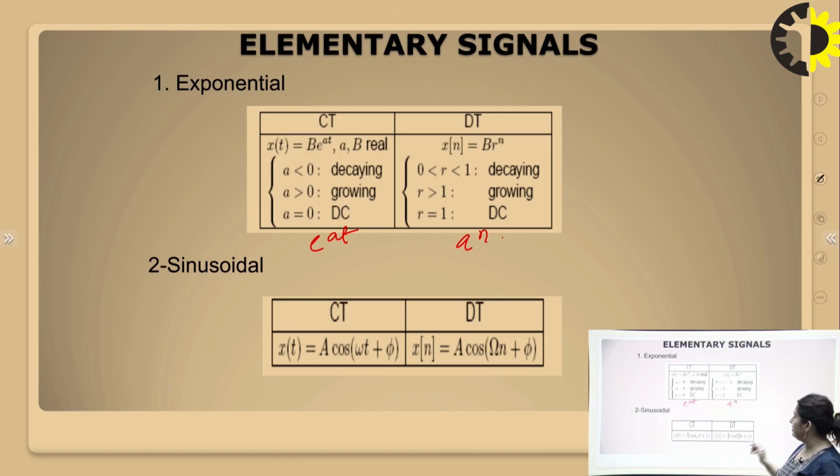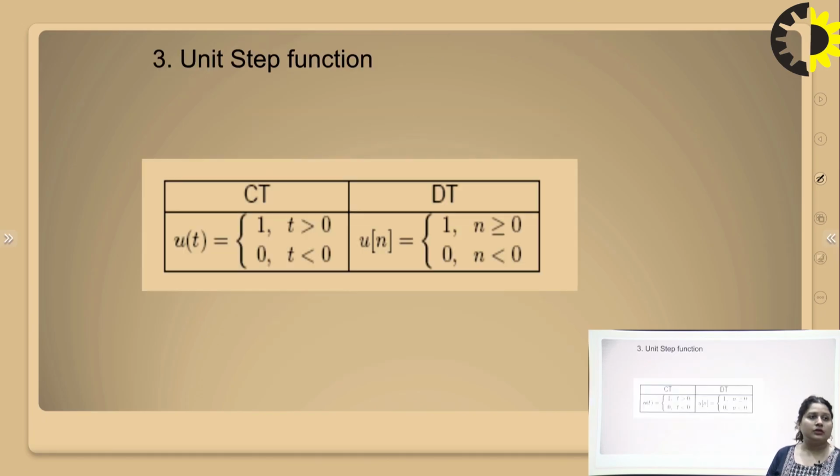Sinusoidal signal can be defined as A cos(omega naught t plus phi) or A cos(omega naught n plus phi), similarly for discrete time signals. Unit step, now we have a basic or elementary signal that is called the unit step function, which is a very important function in further units. So u(t) is defined as 1 for t greater than 0 and for t less than 0 it is 0. Similarly, for discrete time it is defined as u(n) equivalent to 1 for n greater than or equal to 0 and for n less than 0 it is 0.